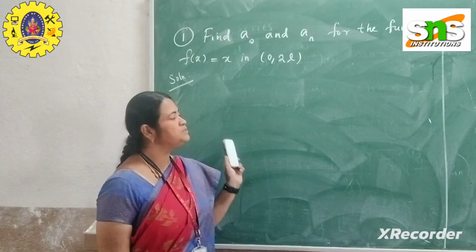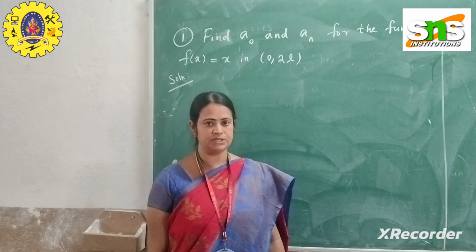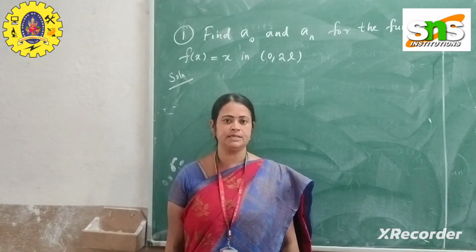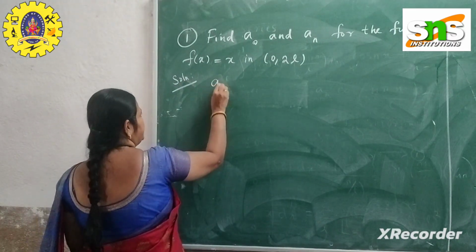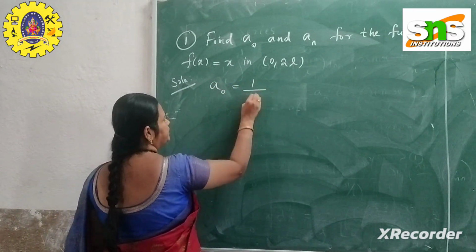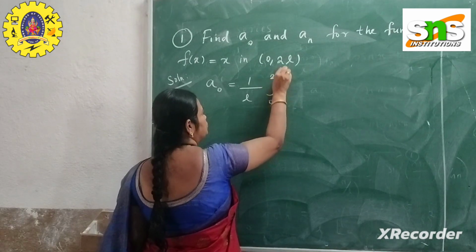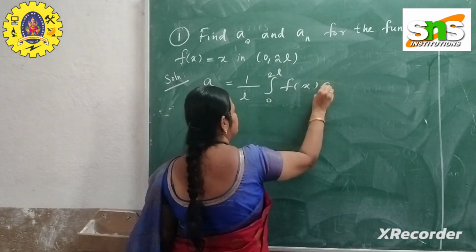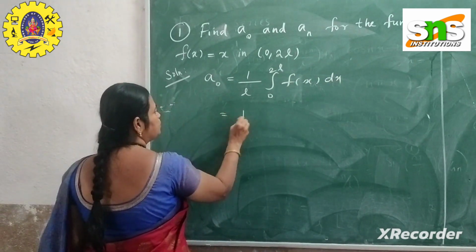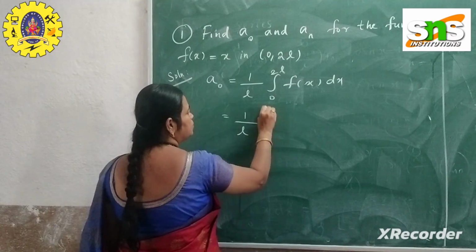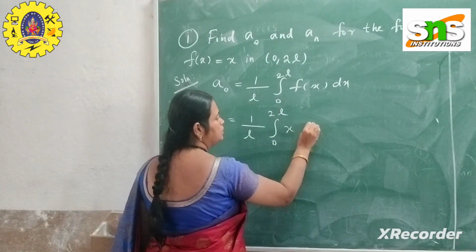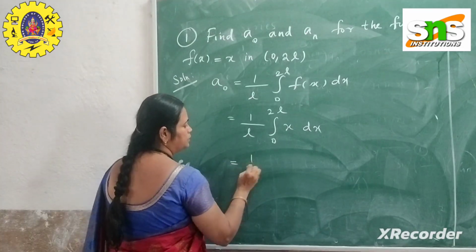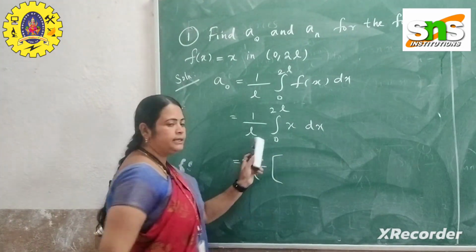So here the question is: find a0 and an for the function f of x equal to x in 0, 2L. So what is the formula for a0? a0 is given by the formula 1 by L integral 0 to 2L f of x dx, which is equal to 1 by L integral 0 to 2L, our f of x is given as x, so x dx. So which is equal to 1 by L into integral of x.